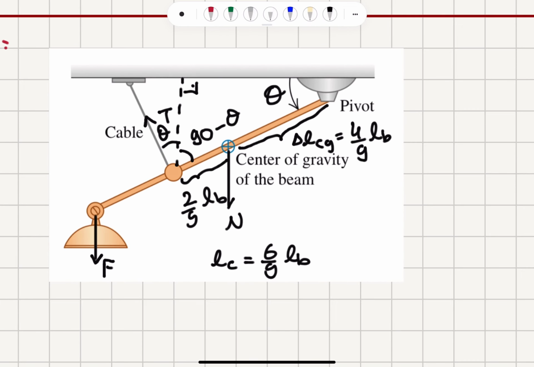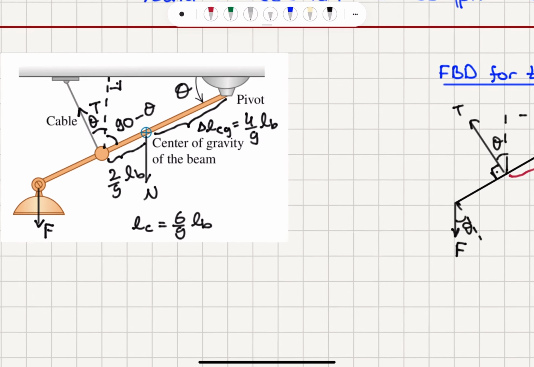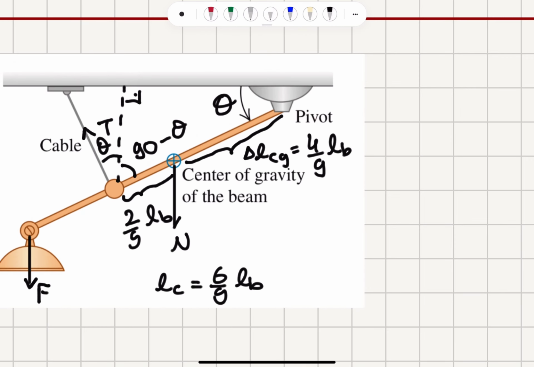So here is our beam. We have the center of gravity at 4/9 L_B. So remember this was 4.5 meters. 4.5 divided by 9, 0.5, times 4, is 2. So that's basically 2 meters down the beam from the pivot. So that's where we have the center of gravity.